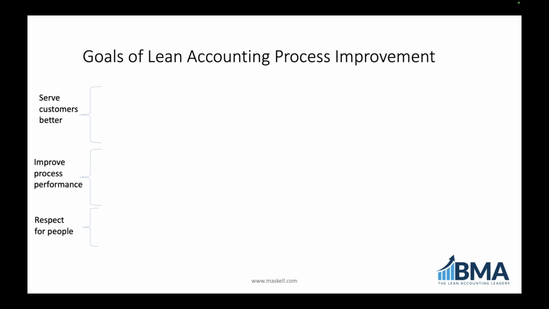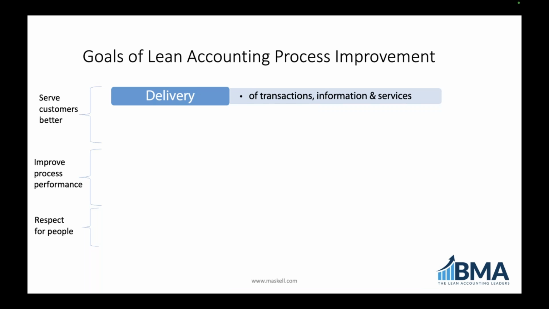So what are the goals of improving accounting processes? A lean system generally has 3 goals: serve customers better, improve process performance, and respect for people. So to serve customers better, you want to improve delivery. What does that mean in accounting? It is improving the delivery of what comes out of the transaction processing, delivery of information, and delivery of services.